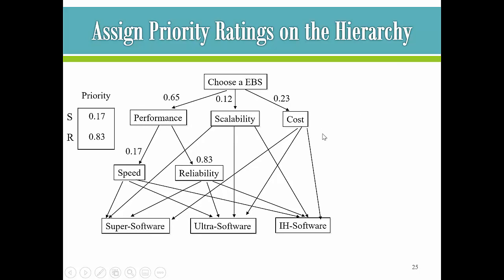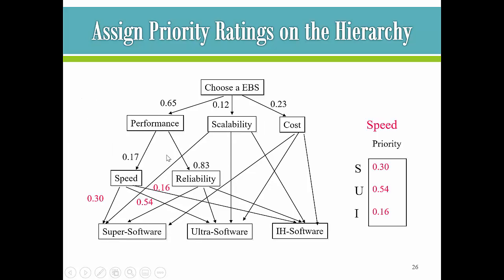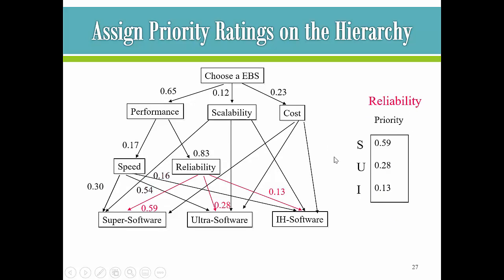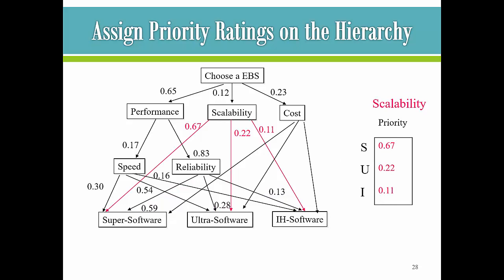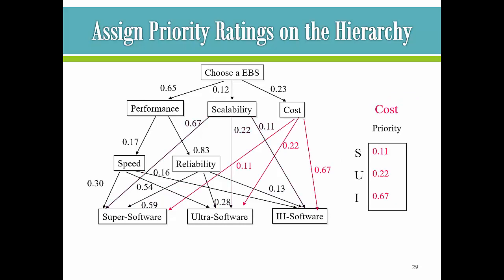Suppose we have obtained all of the numbers through the calculations behind, then we just put all of the relative priorities for the sub-attributes as well. And we just follow similar steps to give all of the numbers between the super software, ultra software, and then in-house software under the criteria of the speed, as well as the reliability, scalability, and also the cost. Then we compute the whole figure.